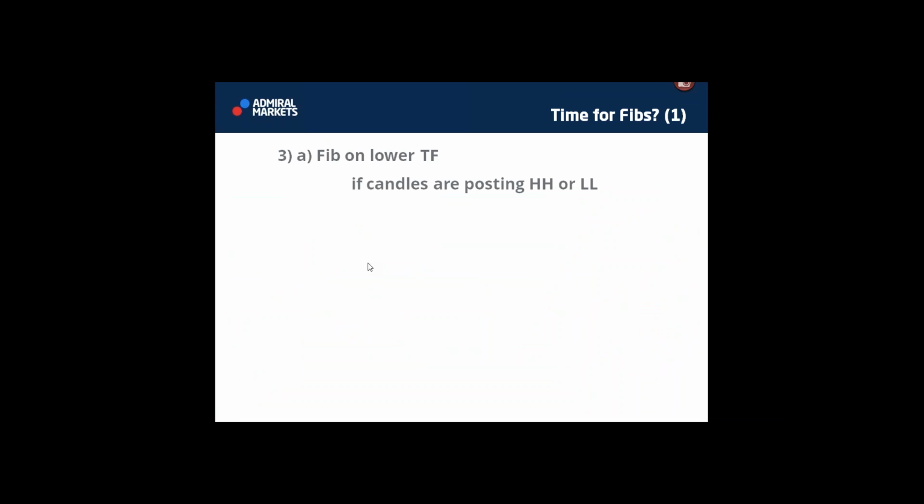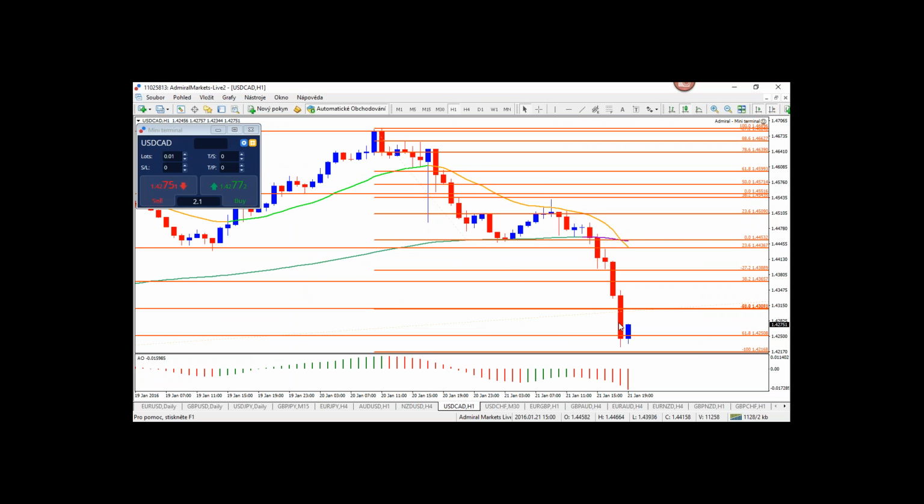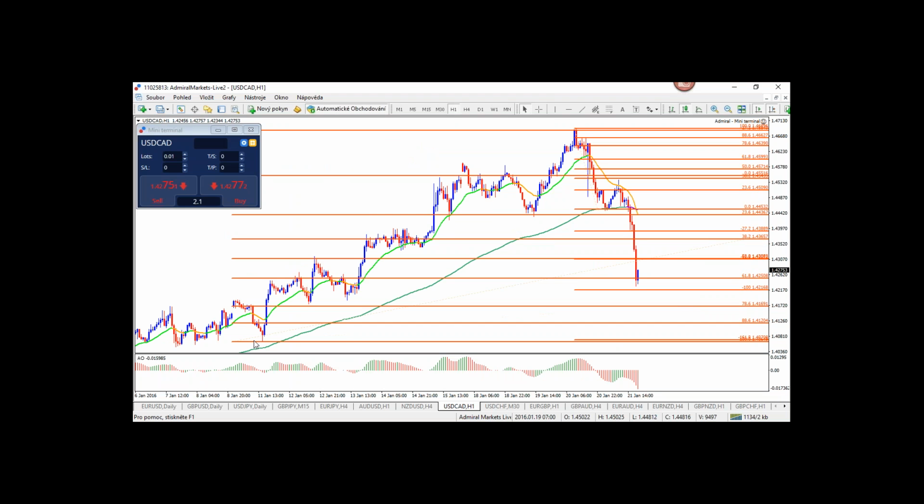All right, let's talk a bit more about when to put the fib on. We have a lot of webinars already in the past about fibs. Basically, I want to talk about, if you see a momentum occurring and candles are posting higher highs and candles are posting lower lows. For instance, what's happening now on the dollar CAD, we're seeing a pretty strong retracement, right? And all these candles here, let me get rid of these fibs a bit because it's maybe a bit crowded. All right, there we go.